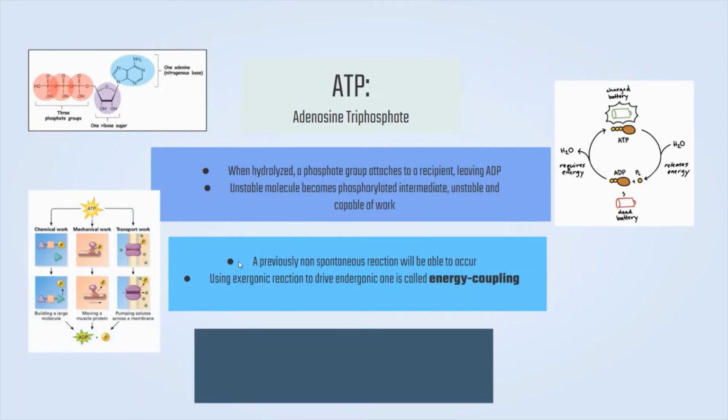So you can see a previously non-spontaneous reaction will be able to occur. And this process of using an exergonic reaction to drive an endergonic one is called energy coupling. And so after the phosphate group is released from the intermediate, it can reattach to the ADP, which regenerates ATP. And that's why you're able to have a renewable cycle of energy for ATP.